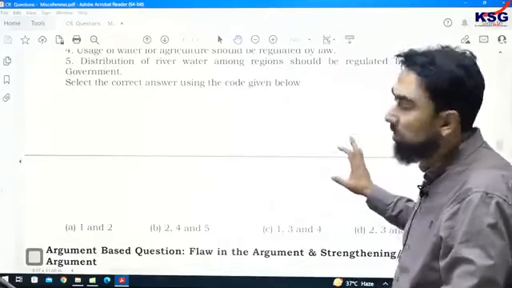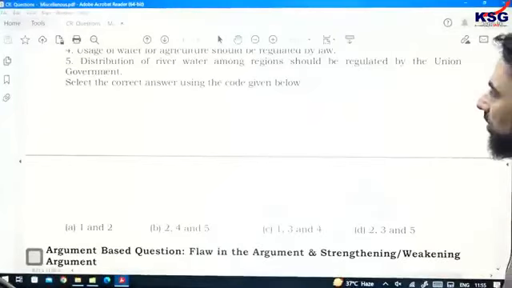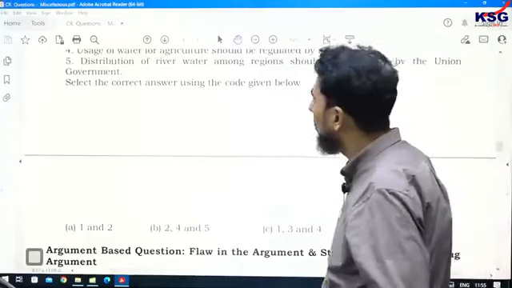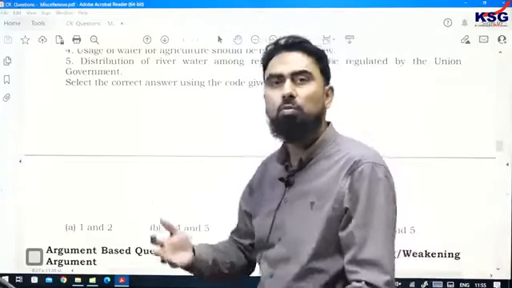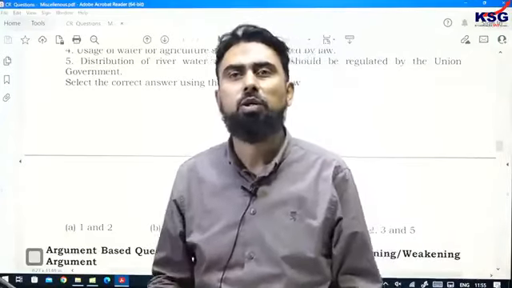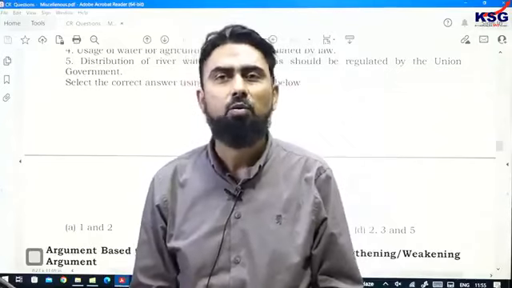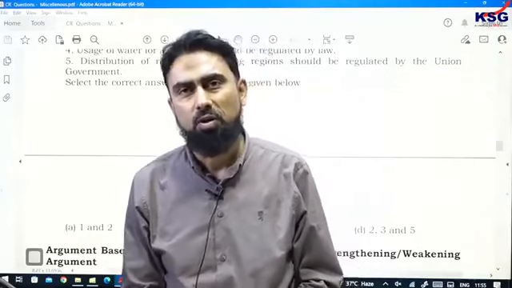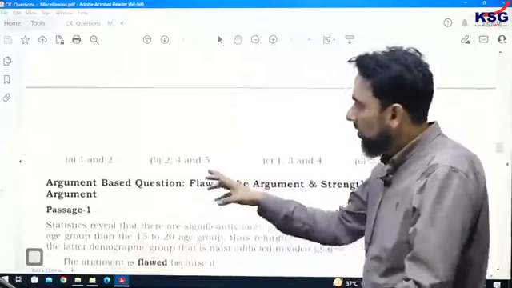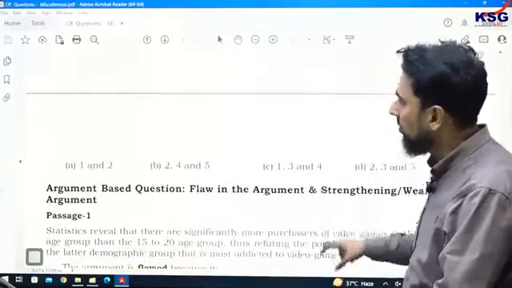Fifth is totally illogical. Distribution of river water among regions should be regulated by the union government. In fact, about the distribution of river water, is there any issue with that? Why should the union government be there, or should the state government only manage that? No issues related to that have been mentioned. So very good, correct. A is the right answer.